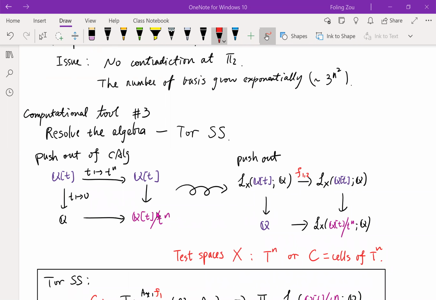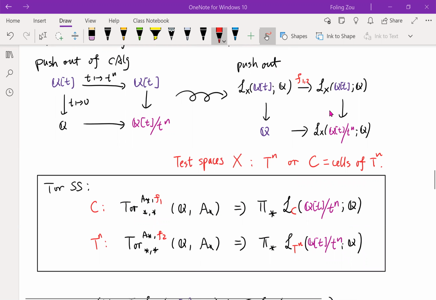So we think of Q[t] mod t to the n as the push-out of these algebras: Q[t] sending t to t to the n, and a map from Q[t] to Q[t], and vertically t sends to 0. Then this push-out of algebras gives us a push-out of the Lode construction for any space X. And we are going to plug in two spaces X. One is the torus and one is the cell for it. And this horizontal map will depend on the space, and we denote it by F1 and F2 respectively.